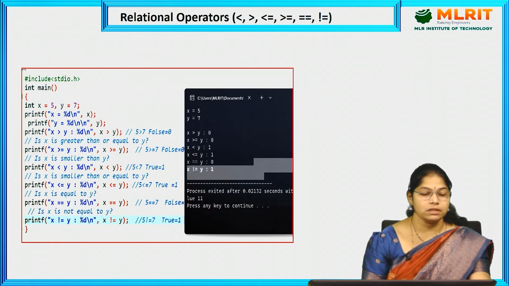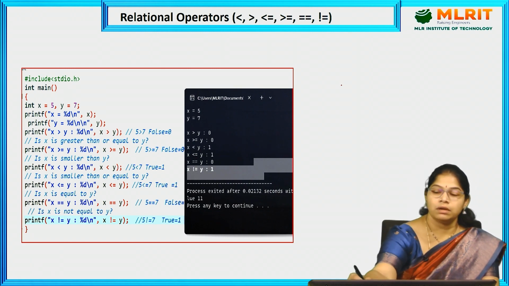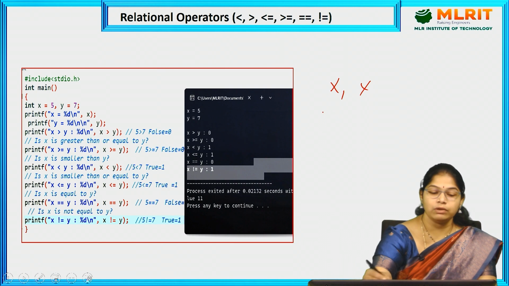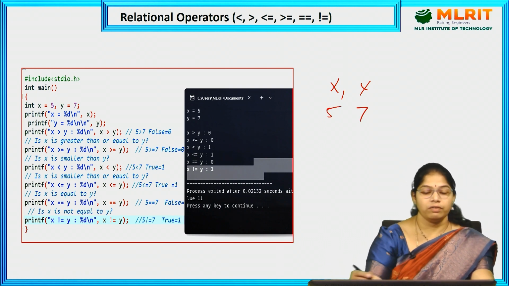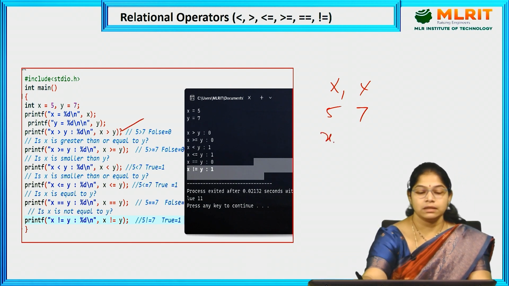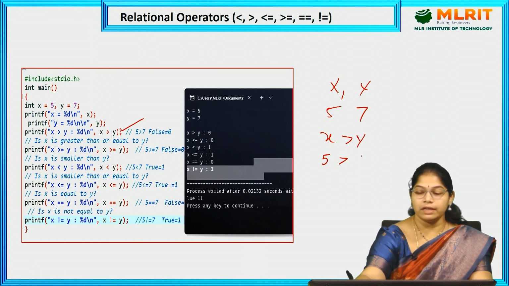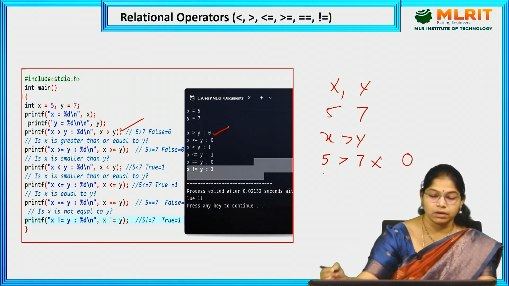If we consider the example, here I declare the variables x and y, and the values are 5 and 7. If we consider the statement printf x greater than y, where x is 5 and y is 7: is 5 greater than 7? No, false. So it returns the value 0. The result is 0.